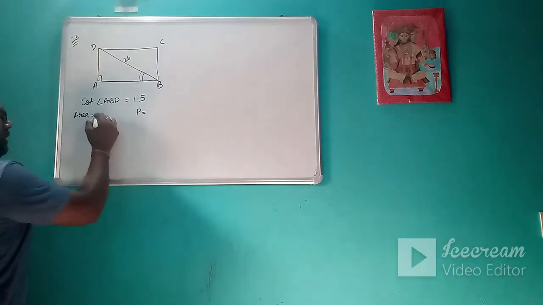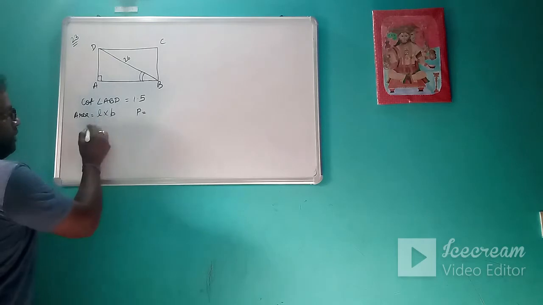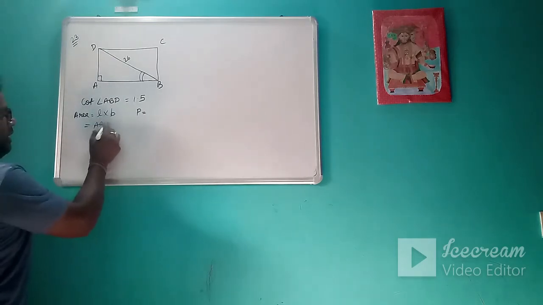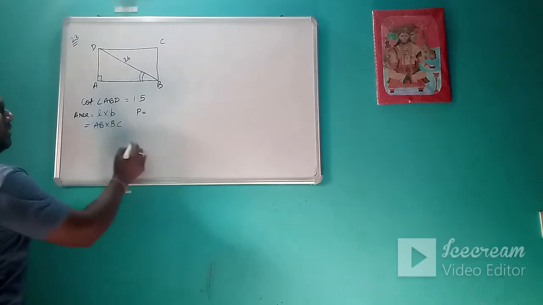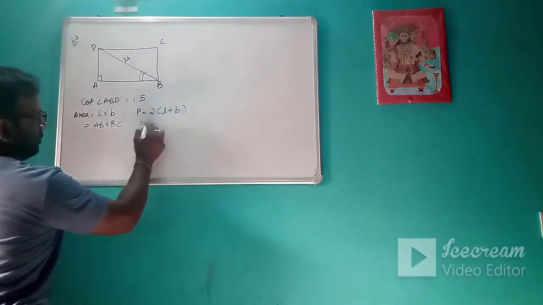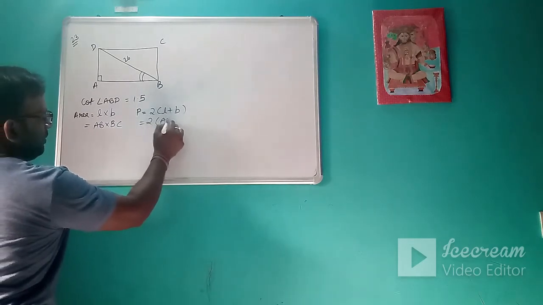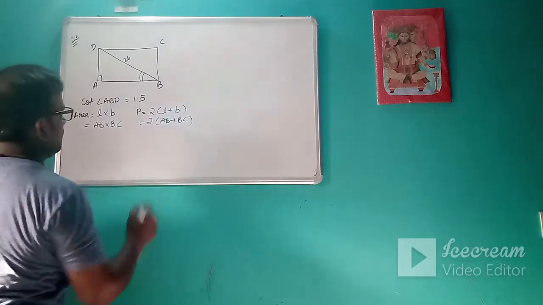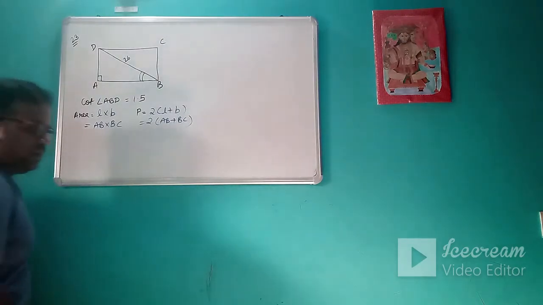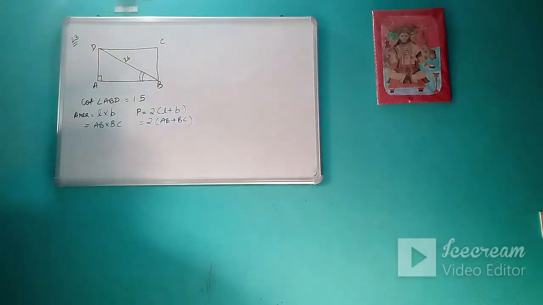So what was the area of rectangle if you remember? Length into breadth. So for this rectangle, what is your length? AB, and what is your breadth? BC. Perimeter was 2 into (L plus B), so again it is AB plus BC. That means our target is to find the value of AB and BC. So let's see how we can find the value.